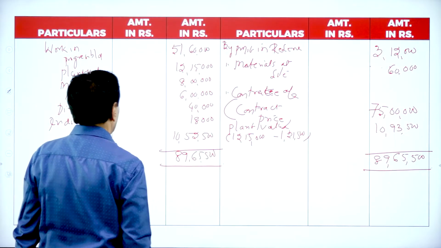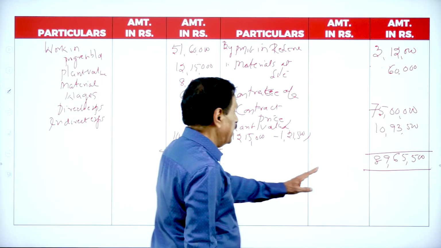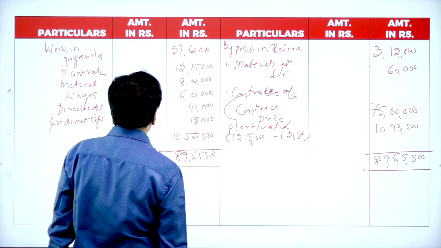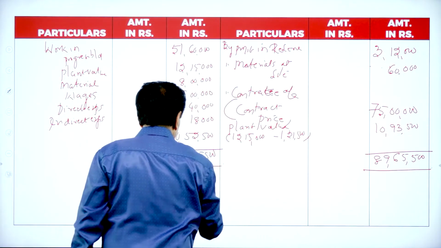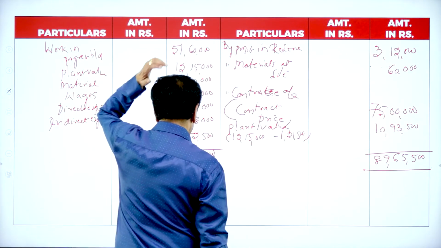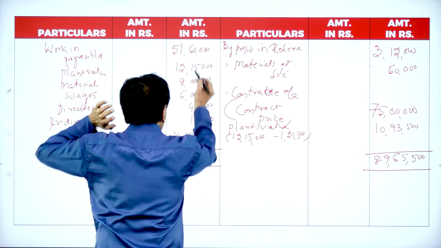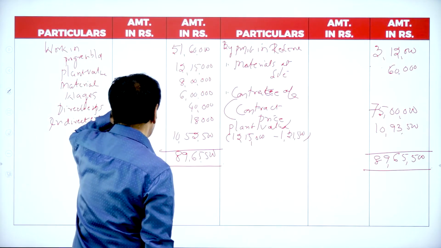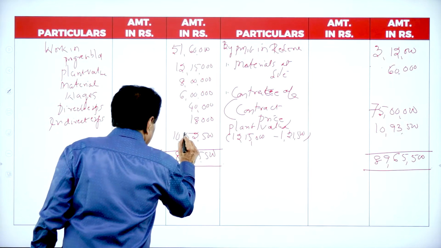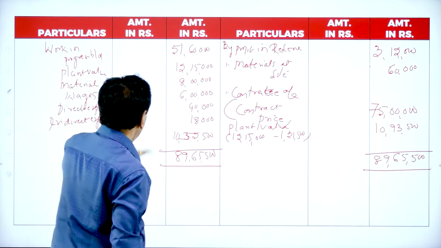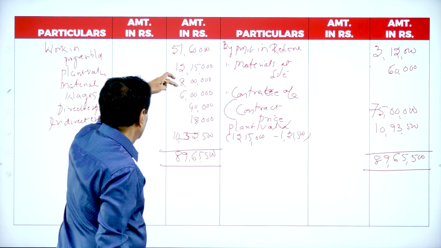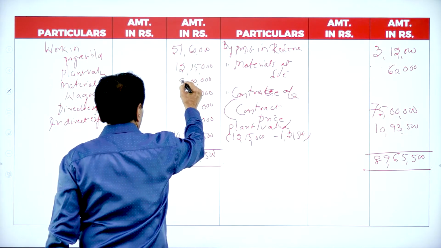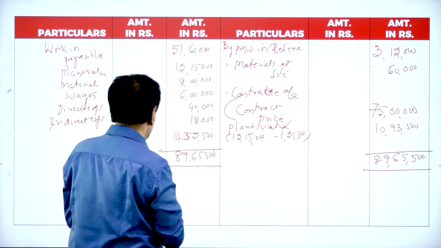This is profit. I think no, 89 lakh 65,500. This is 51 lakh 60,005. 5 plus 8, 13 plus 2, 15. 1 plus 6, 7, 8, 12, 13. 13, 3, 62. 1 plus 1, 2, 4, 12, 16. 1 plus 1, 2, 4, 12, 18.